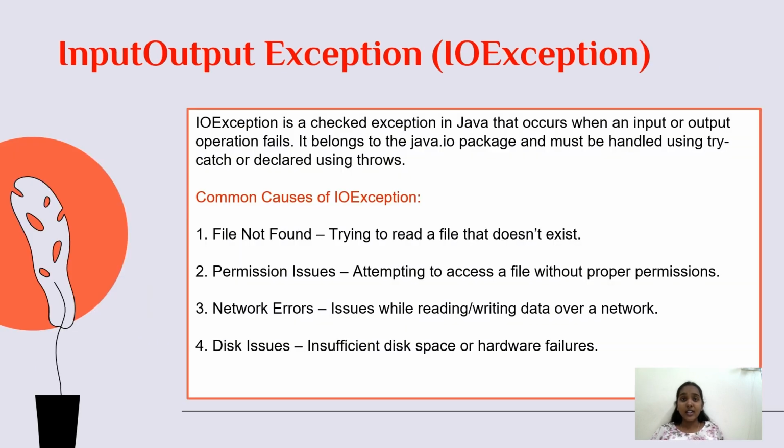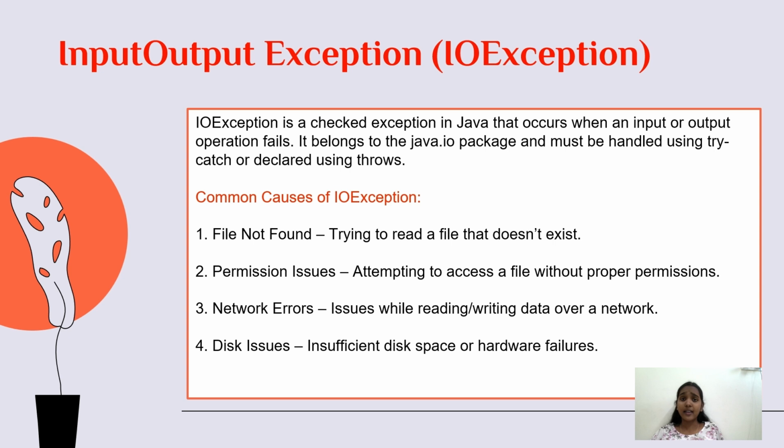Now, let us dive into understanding input output operations in Java. So, what is an IO exception? Have you ever tried to open a file that does not exist or lost internet connection while downloading something? These are examples of input output errors. In Java, an IO exception occurs when a program faces a problem while performing input and output operations such as reading or writing a file, accessing a network resource, and working with a database.